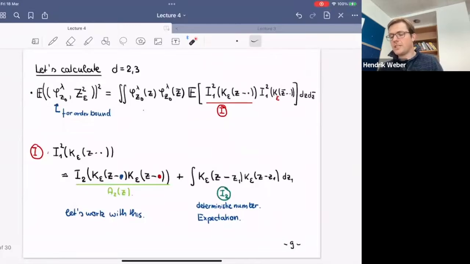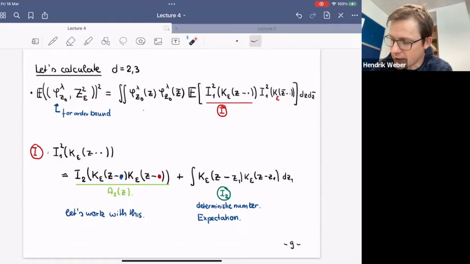Okay, let's just do a calculation. So the aim in 2 or 3 dimensions is we have this z epsilon here, we square it, and now we test this against a localized test function around a base point z. And now we want to calculate the variance of that thing, or the expectation squared. So now let's just go for it.